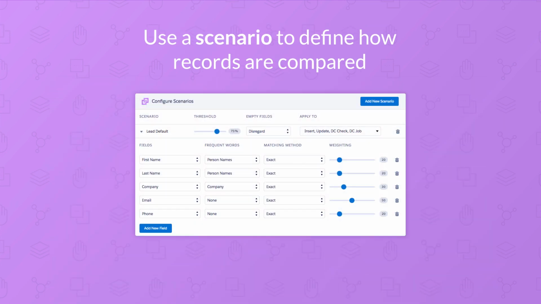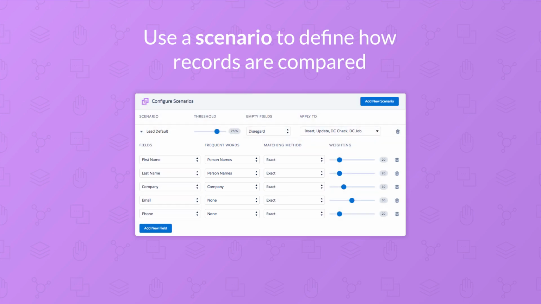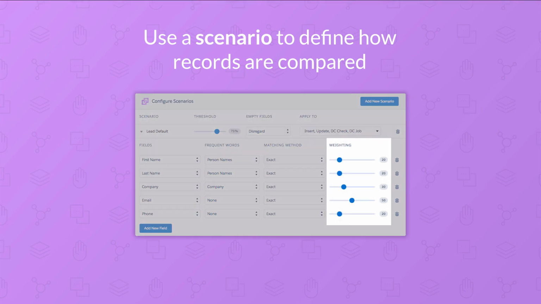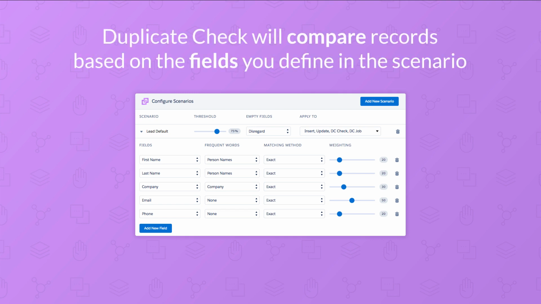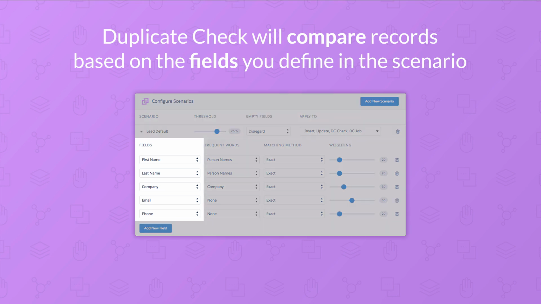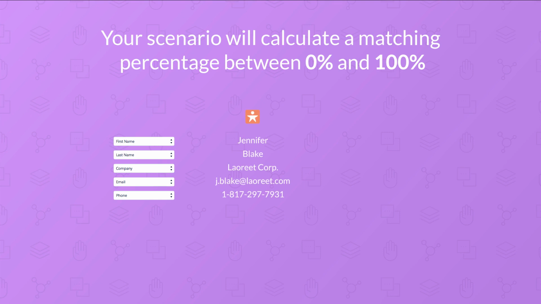A scenario consists of 8 components: the scenario name, the threshold level, the empty field setting, apply to, fields, frequent words, matching methods, and weighting. Let's start off with the fields. To decide if a record is a duplicate, duplicate check will compare the values of the fields that you define in your scenario. You can add or remove any field you'd like, or create a new scenario and start from scratch. By comparing the field values, duplicate check will calculate a matching percentage between your records.